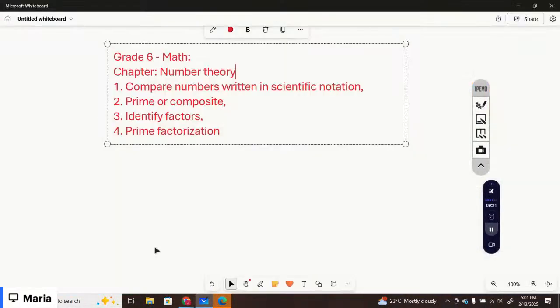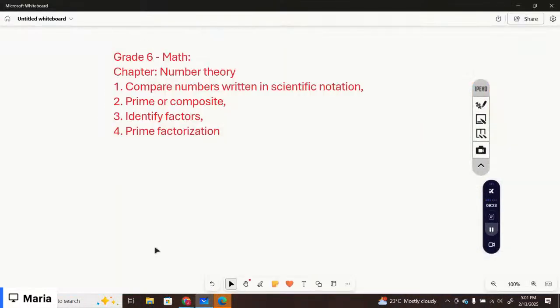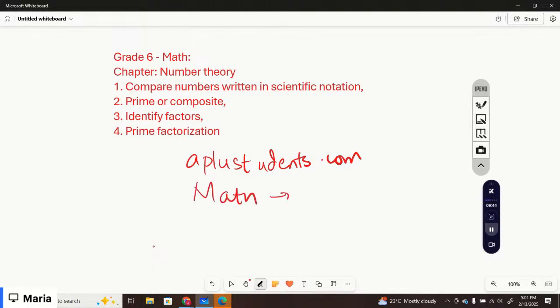We are here for grade 6 math. You can find all the lessons on aplusstudents.com. You have to log in there using your email address and password as provided by the administrator. Then you have to select math from the subject tab, scroll down to grade 6 math, and then click on view all lessons.